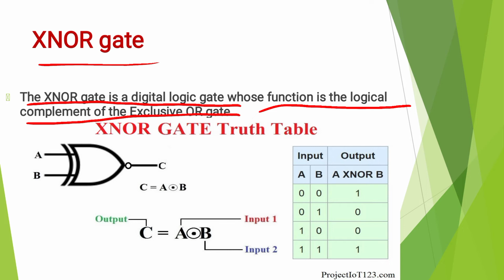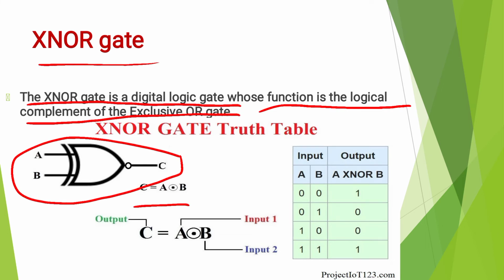If an even number of input ones are present, then the output will become 0. It is exactly opposite to the XOR gate. That's why if we simply complement the XOR gate output, then we can get the XNOR gate. Here is the symbolic representation of the XNOR gate, and the output will become C is equal to A XNOR B. This is the symbol for the XNOR gate: one circle, and in between the circle we have one dot. That is the XNOR gate.